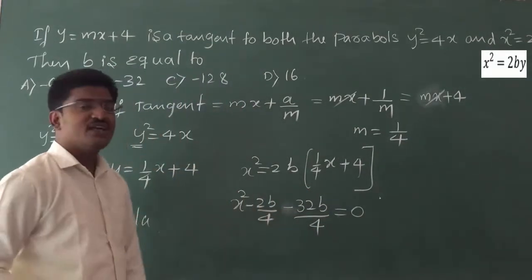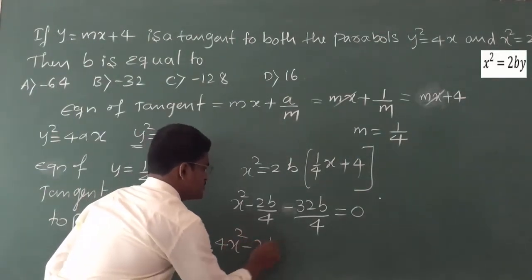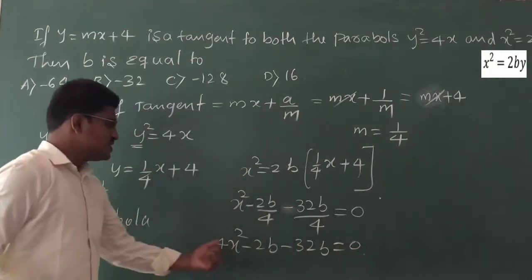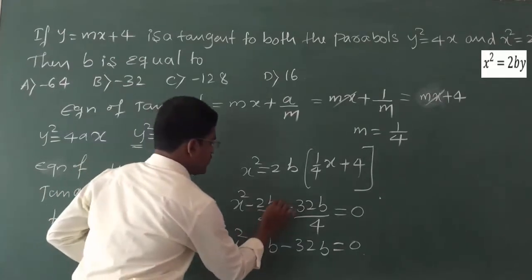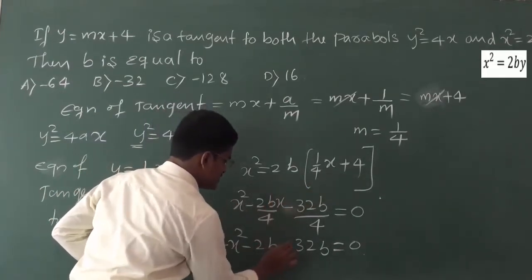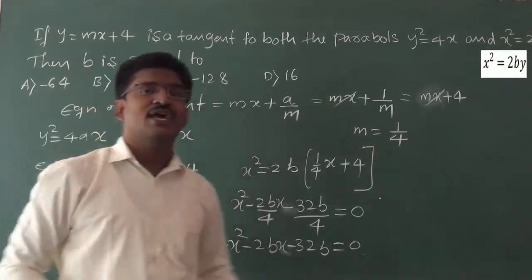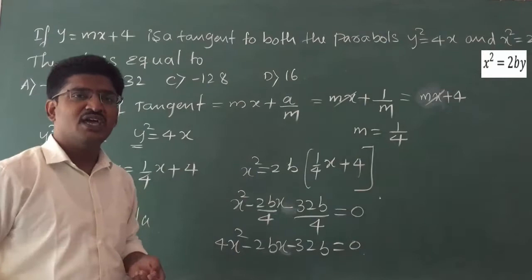So if I simplify this by taking again LCM, it will be 4x square minus 2bx minus 32b equal to 0. This is going to be an algebraic equation, minus 2bx, minus 32b, clear?